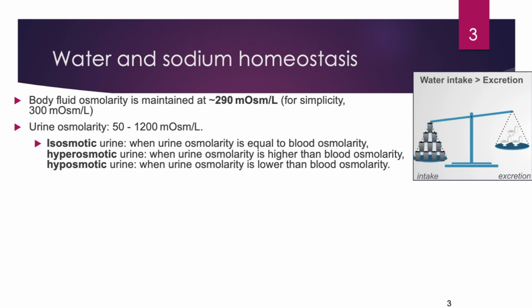Variations in water reabsorption will produce variations in urine osmolarity. Urine osmolarity can vary from as low as 50 milliosmol per liter to as high as 1,200 milliosmol per liter. When urine osmolarity is equal to blood osmolarity, it is called isoosmotic urine. When urine osmolarity is higher than blood osmolarity, it is called hyperosmotic urine. Whereas when urine osmolarity is lower than in the blood, it is called hypoosmotic urine.